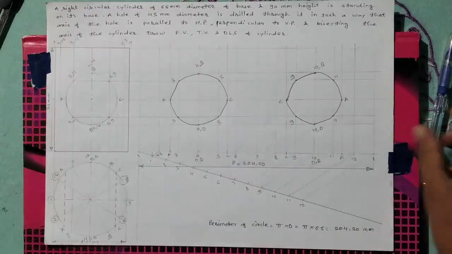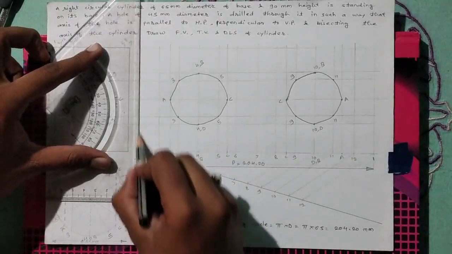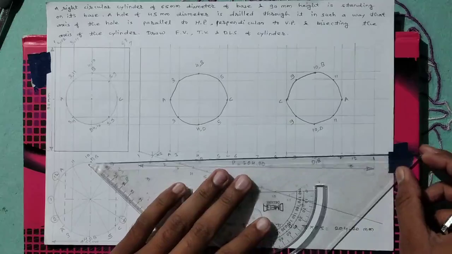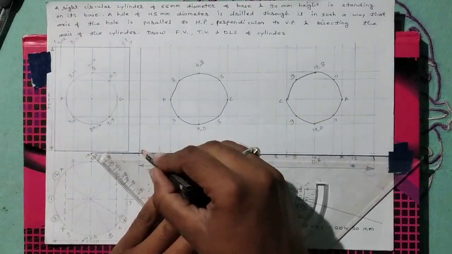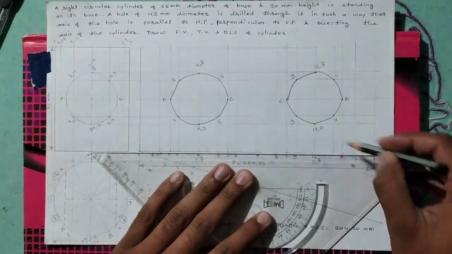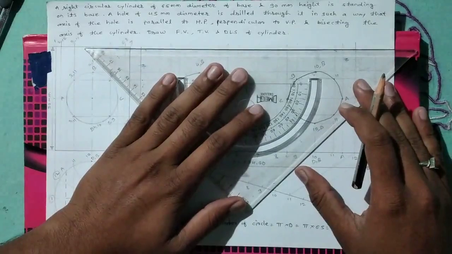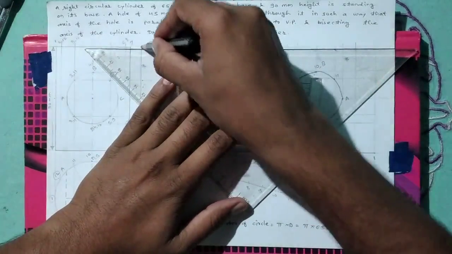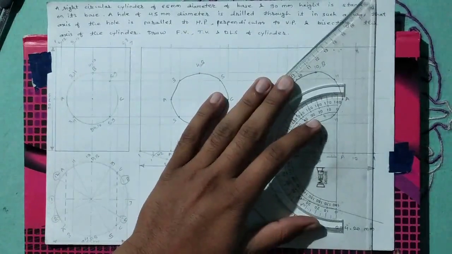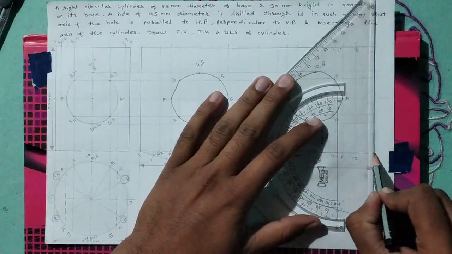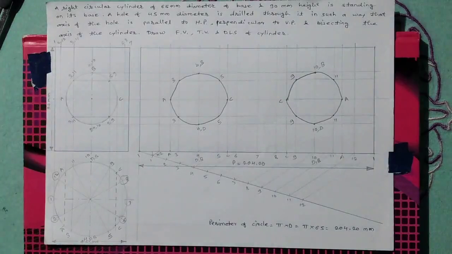And after joining these points, we have to draw this rectangle with dark lines. We are drawing this rectangle with dark lines, and here we complete the problem of development. Okay, thank you.